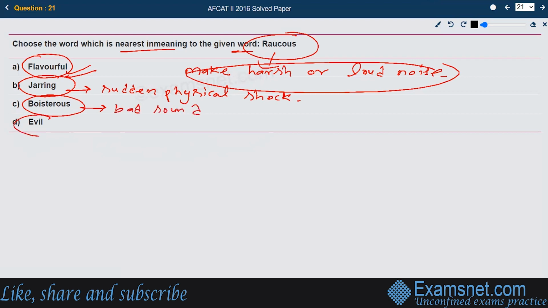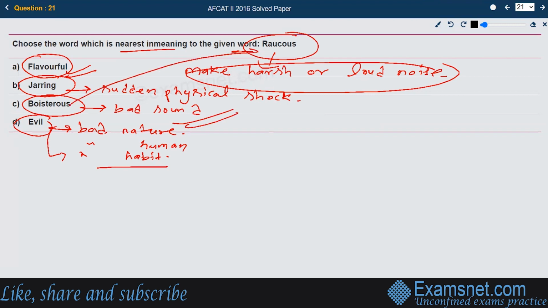And the last word is evil. Evil is something that is bad. It could be bad nature or a bad human being, not related to sound. It could be a bad habit, but it cannot be related to music. Evil music is no word. So the right answer is boisterous. That is making a bad sound, the synonym of the word raucous, and the right answer is option C, boisterous.